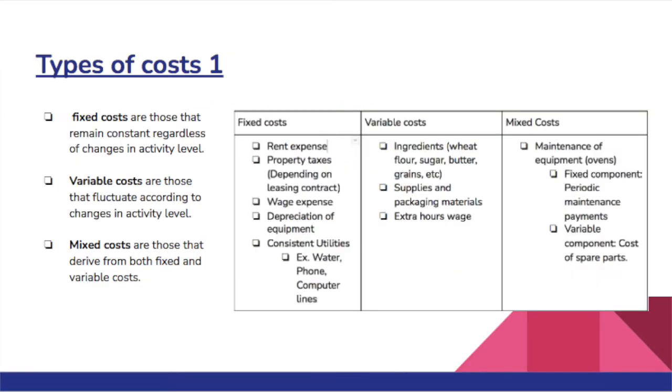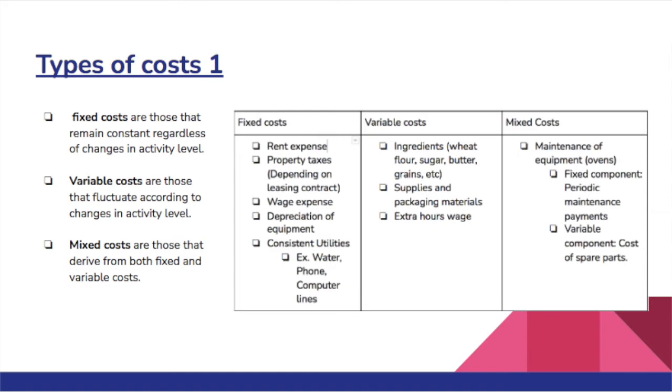Now, talking about the types of costs that may arise in a bakery, we have to separate this between the fixed, variable, and mixed costs. In regards to fixed costs, these remain constant regardless of any change in activity level. For example, if the demand of bread increases, the fixed costs will not be influenced by this change.